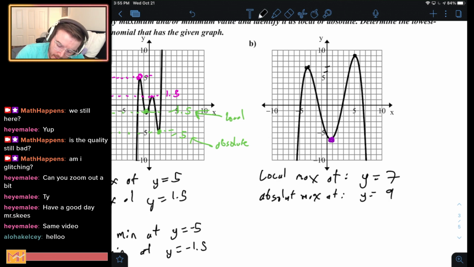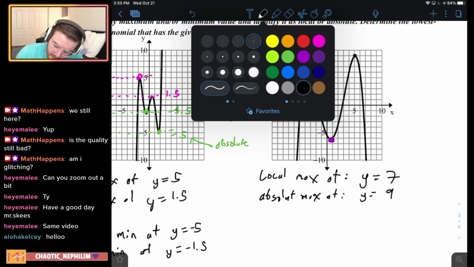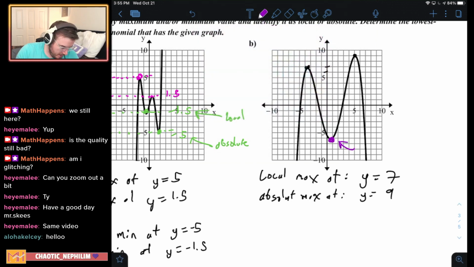But what am I getting at here? What am I about to say? Well, this right here is an absolute min. In fact, it's the only minimum, right? It's the only minimum value on this page. You know what I'm saying?